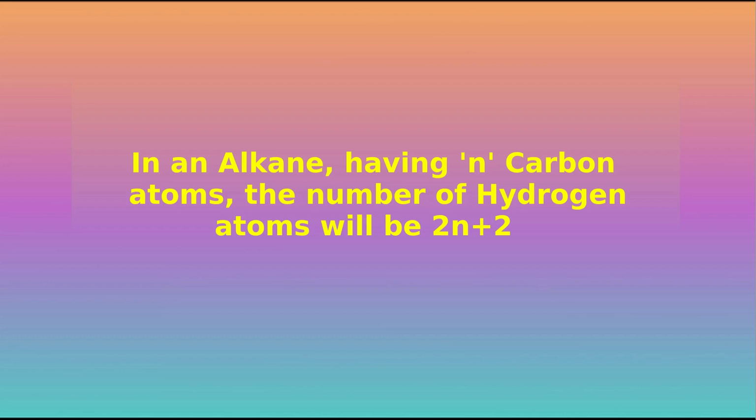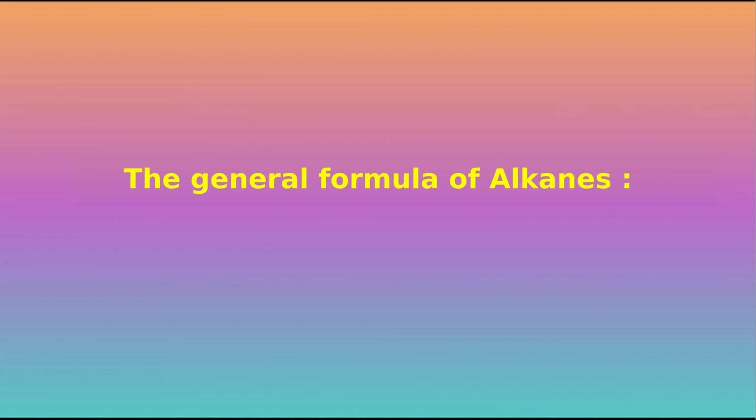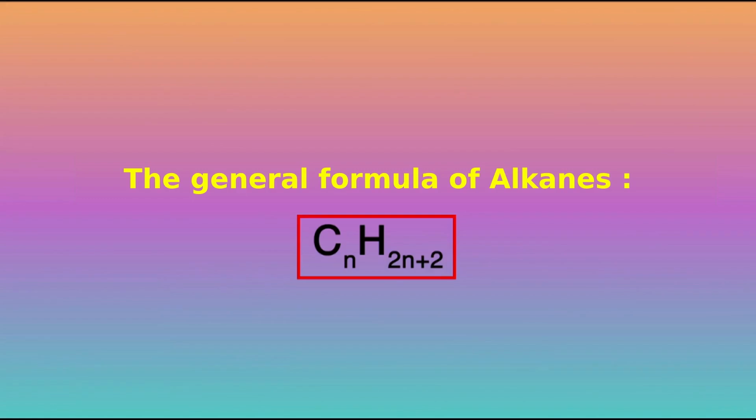Thus, in an alkane having n carbon atoms, the number of hydrogen atoms will be 2n plus 2. Thus, the general formula of alkanes is CnH2n+2.